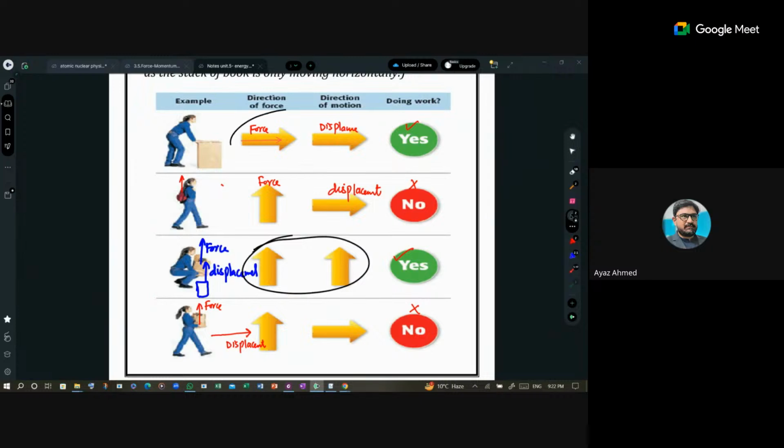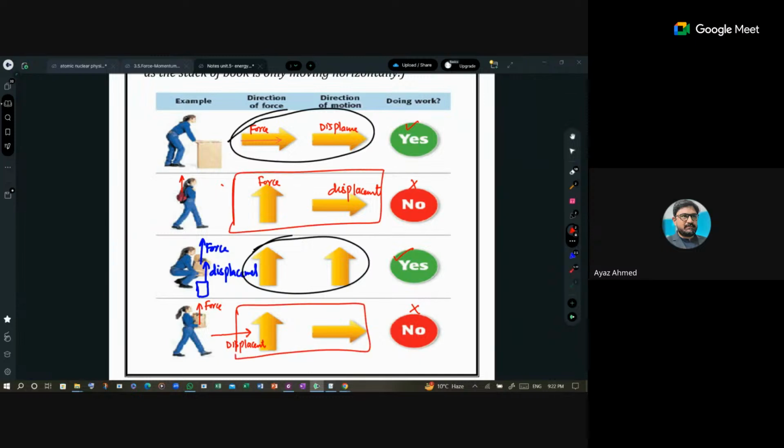So if I summarize this whole diagram, work is done when force and displacement are in the same direction. When they are perpendicular to each other, when they are at 90 degrees to each other, no work is done. Check this one out. No work is done. Okay? Is it clear to you?